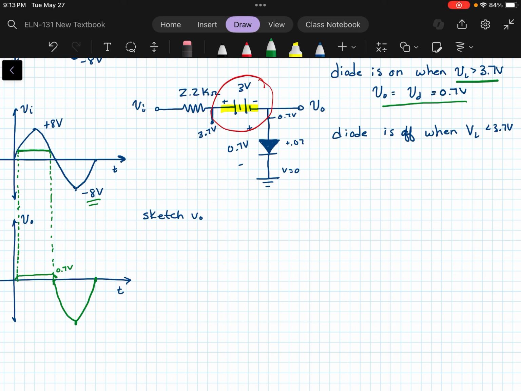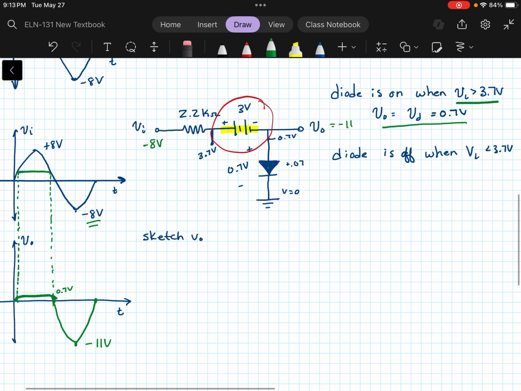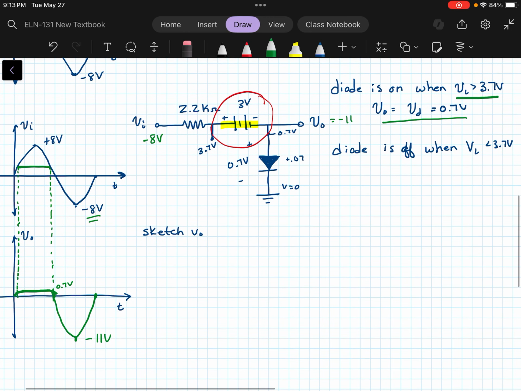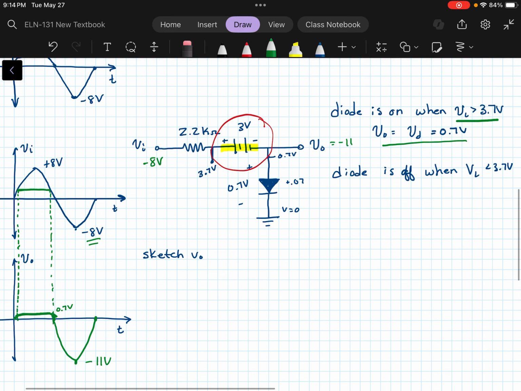Now, when you look at this negative peak there, when we have -8 volts here, -8 minus 3 means that V out would actually be -11 at that point. So we're going to have a negative peak down here at -11. And on the top side, it's going to be limited at that 0.7. That's kind of what happens when you add this biasing before you get to the branch that has the diode in it.